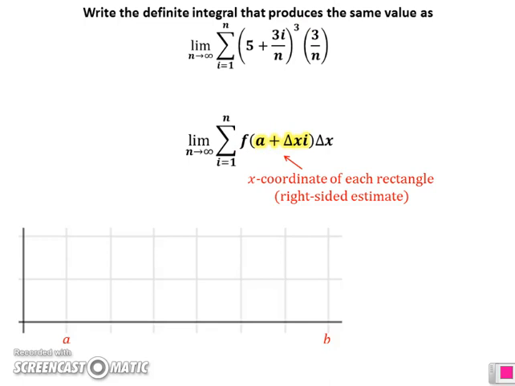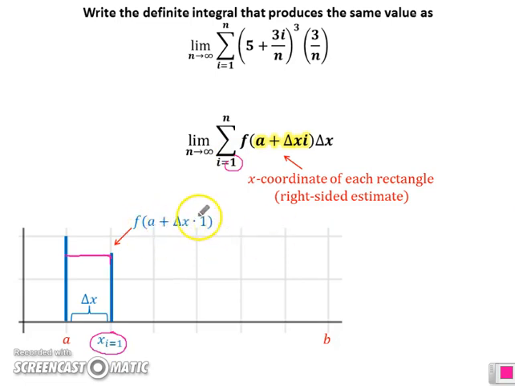So it kind of looks like this. This is the situation. We have from a to b, the area under our curve. So there's our a x-coordinate. If you add delta x, this is where the first rectangle would go. And this would be like our first area. So this is when i equals 1. This is our very first one. So this is a plus delta x times 1, or 1 delta x.